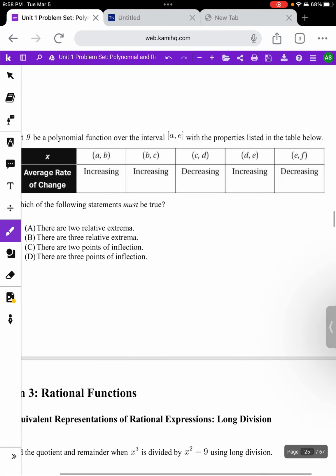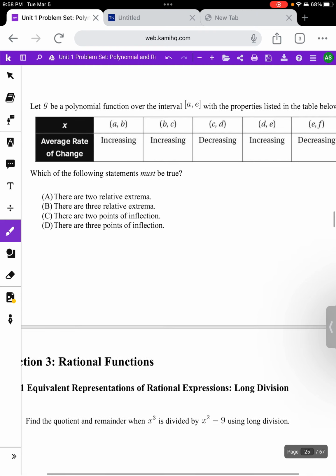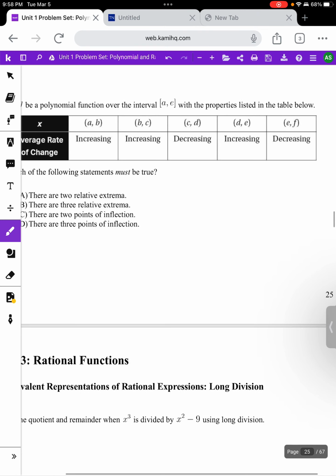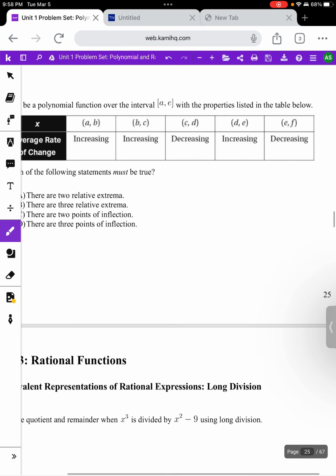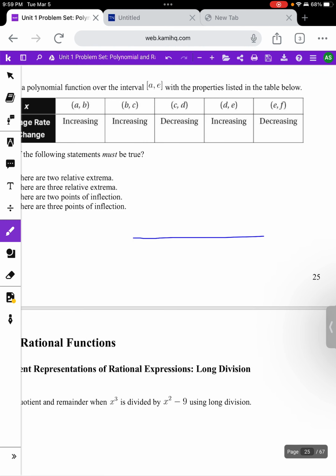Let g be a polynomial function over the interval [a, e] with the properties listed in the table below. Which of the following must be true? All right, so this function is increasing, increasing, decreasing, increasing, decreasing. Let's draw a picture. So we've got A, B, C, D, E, F.